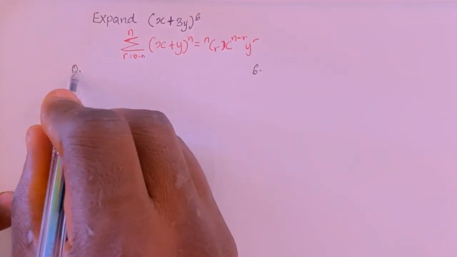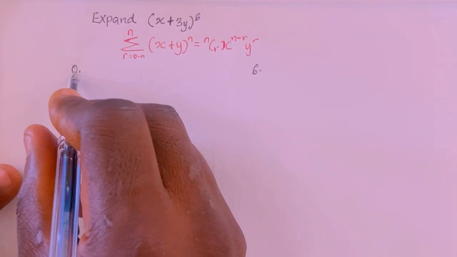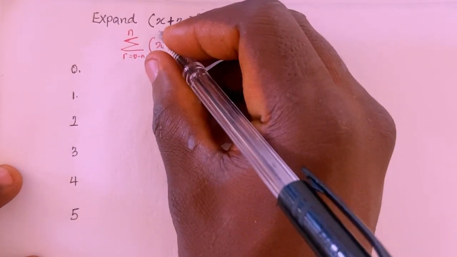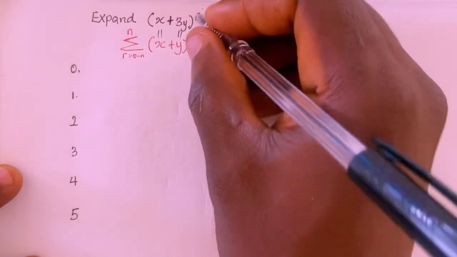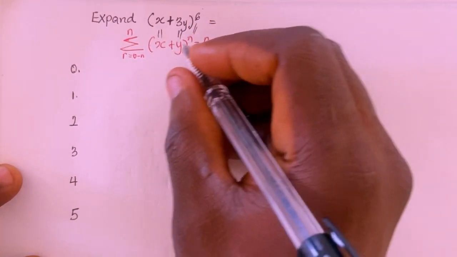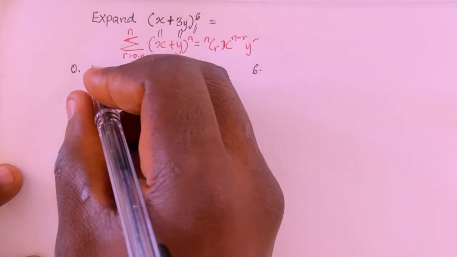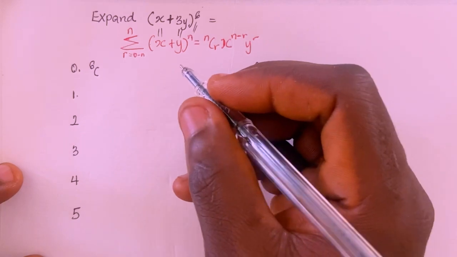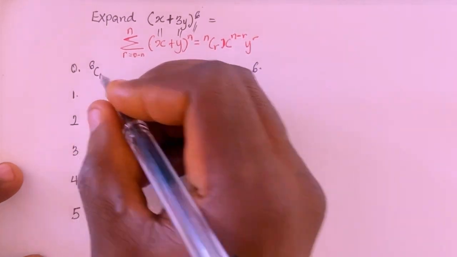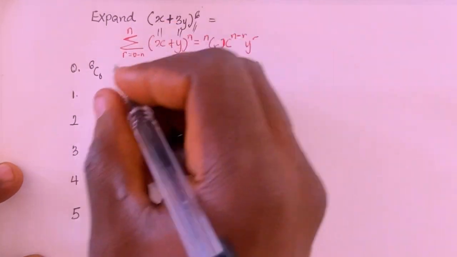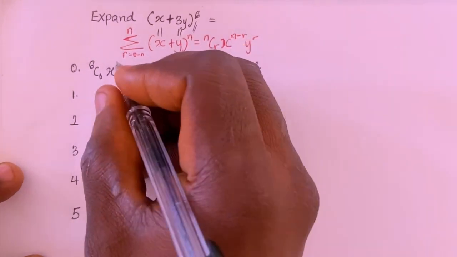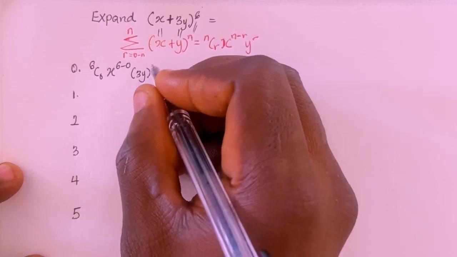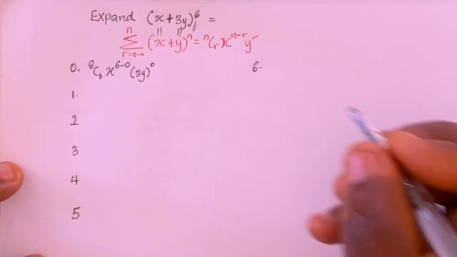Here, this is when r is 0, and n is 6. If you look at this, this is our x and this is our y. So I'm going to have 6 combination 0, then x to the power 6 minus 0, then 3y to the power of 0. That's for the first term.